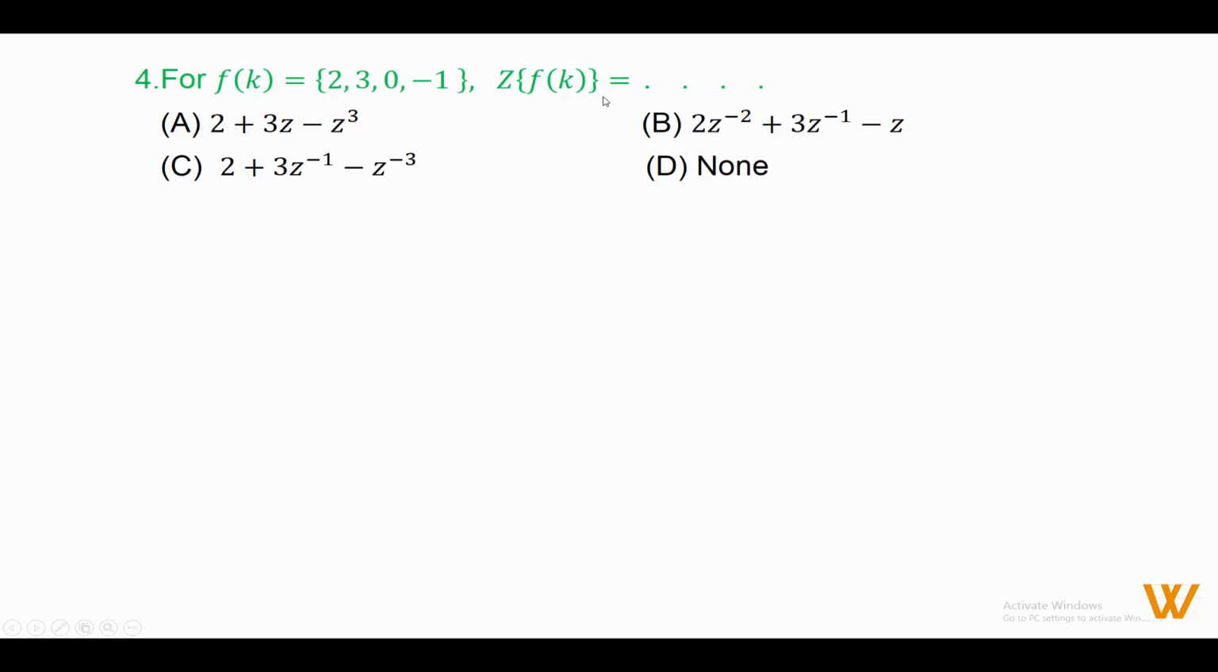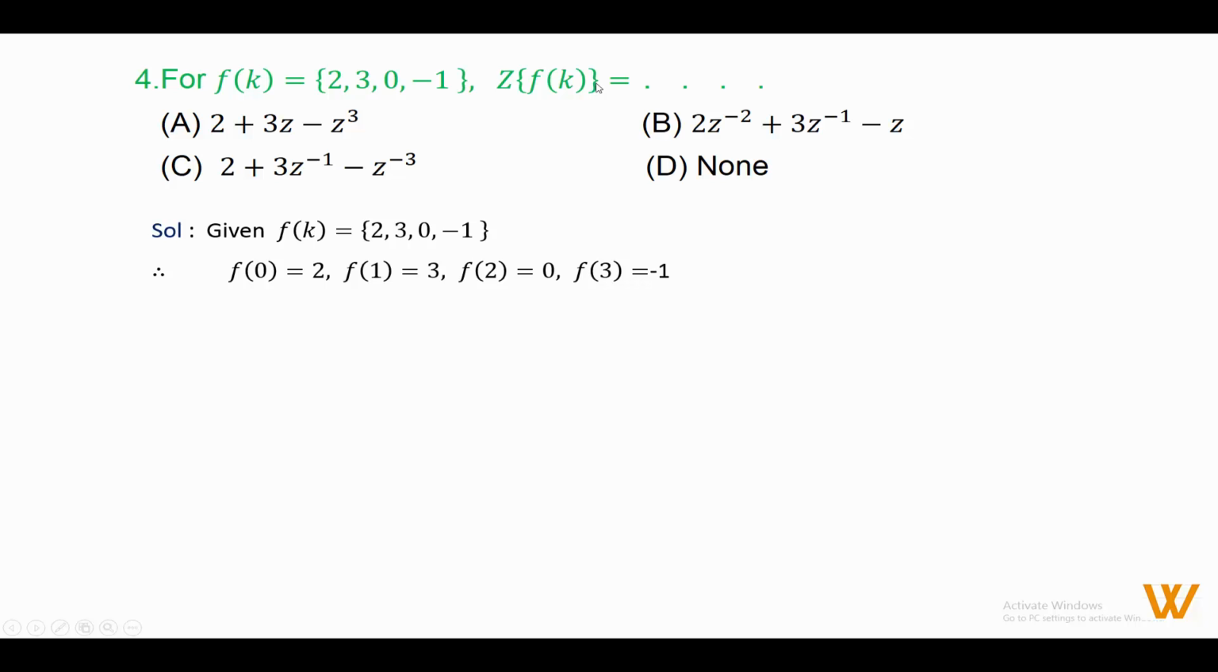Fourth, for f of k equal to the given sequence 2, 3, 0, minus 1, find the Z transform of sequence f of k. The sequence f of k is 2, 3, 0, minus 1. This is the value of the function at point k equal to 0, meaning 2 is the value of f of 0, this is f of 1, this is f of 2, and this is f of 3. So f of 0 is 2, f of 1 is 3, f of 2 is equal to 0, and f of 3 is equal to minus 1.